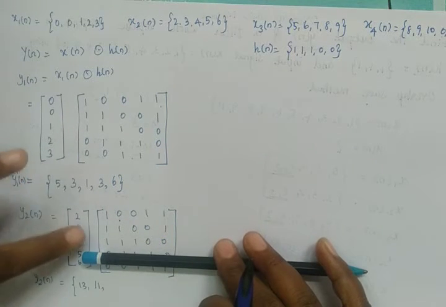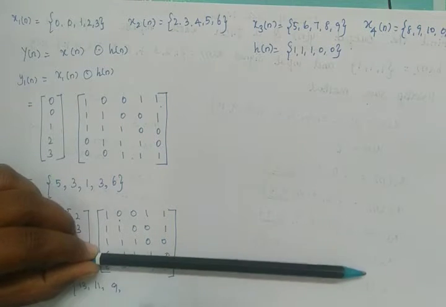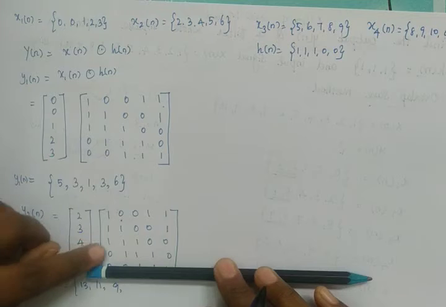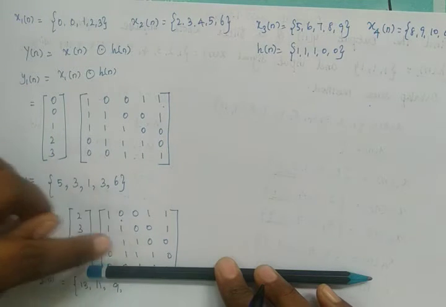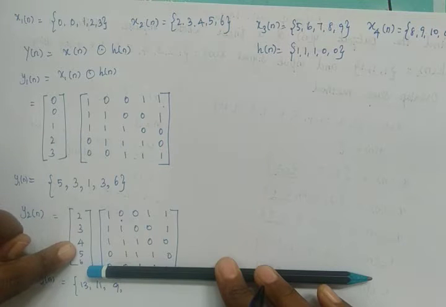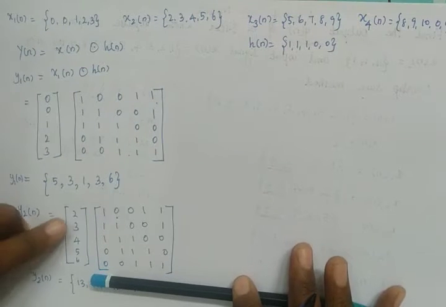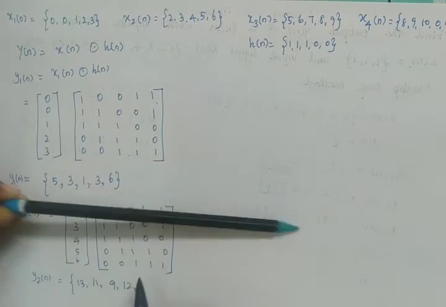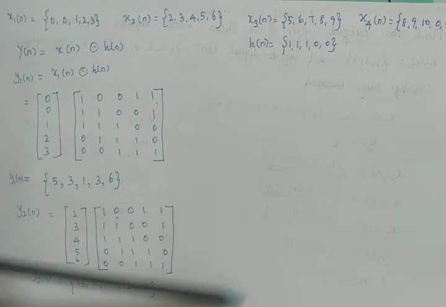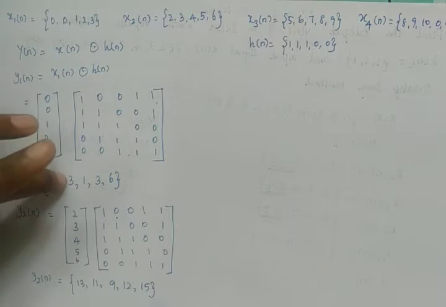Then the third one, 2 plus 3 plus 4. So that is 9. Then the next one, 2 into 0 will be 0. 3 into 1, 3, plus 4 into 1, 4, plus 5 into 1, 5. So 2 plus 3 plus 4, that is 12. Then the next one, here it is 0, 0. Then here we have 4 plus 5 plus 6, that is 15. Therefore y2 of n is 13, 11, 9, 12, 15. And here we have 5, 3, 1, 3, 6.